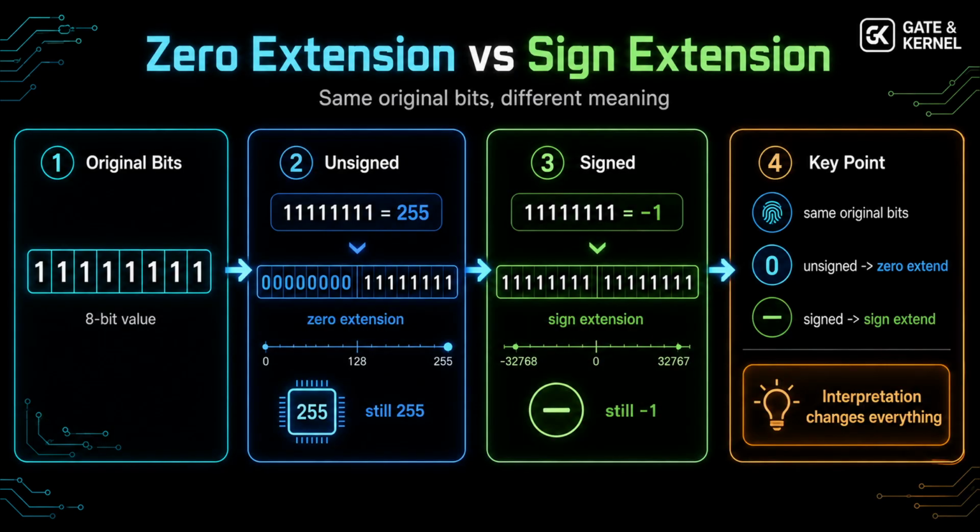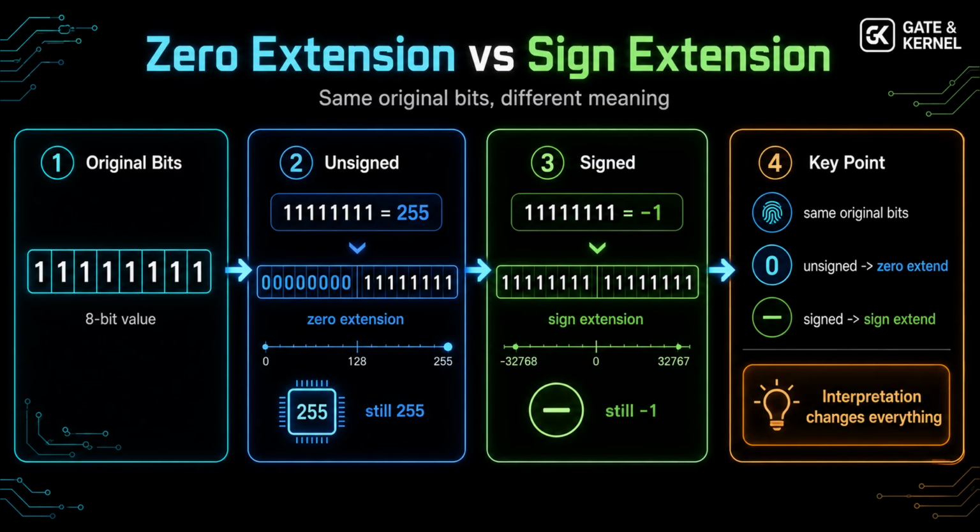Chapter 22. Zero extension versus sign extension. Consider 8 binary ones. As an unsigned 8-bit value, they represent 255. To widen that unsigned value to 16 bits, use zero extension: 8 zeros followed by 8 ones. The value remains 255. But as a signed 8-bit value, the same 8 ones represent minus 1. To widen minus 1, use sign extension: 16 ones. The value remains minus 1.